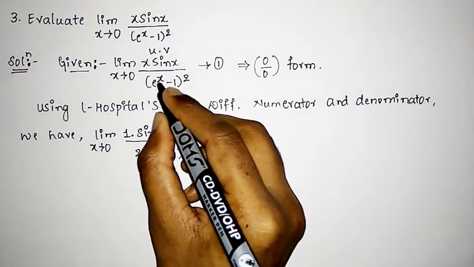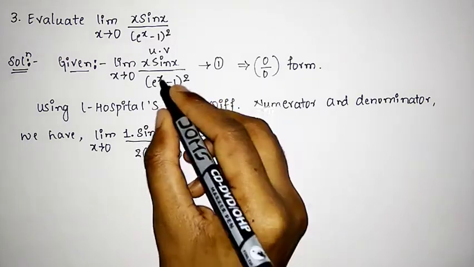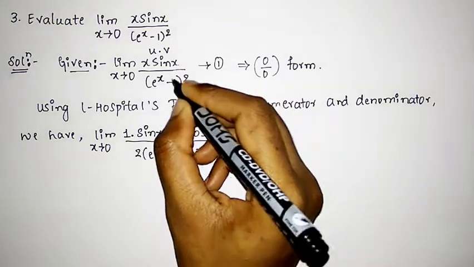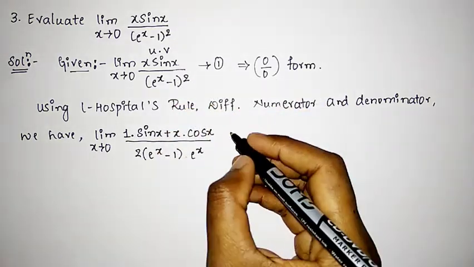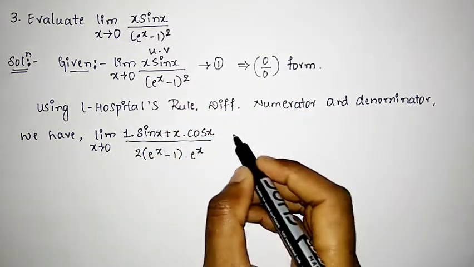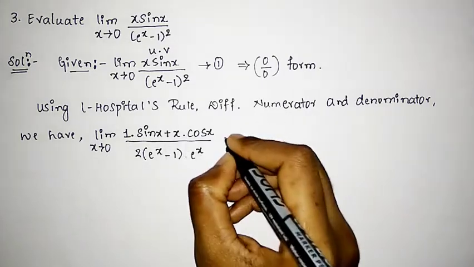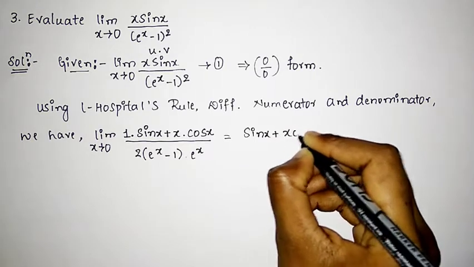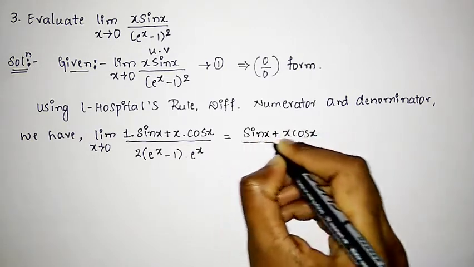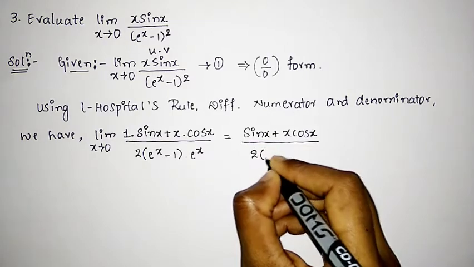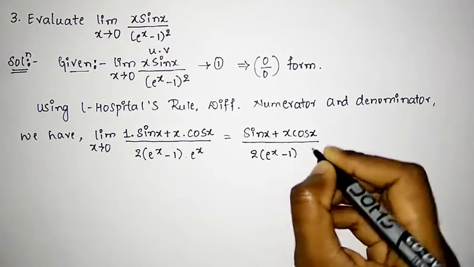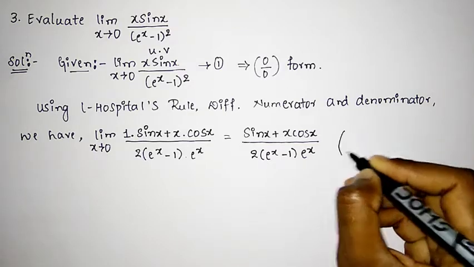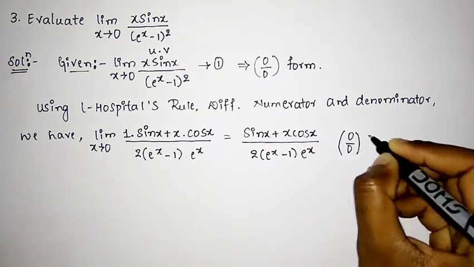Then again differentiation of e to the power of x minus 1. Differentiation of e to the power of x is e to the power of x and differentiation of 1 is 0. So upon differentiating numerator and denominator we have sin x plus x into cos x divided by 2 into (e to the power of x minus 1) into e to the power of x. So again by observing we can say that this is again of the 0 by 0 form.